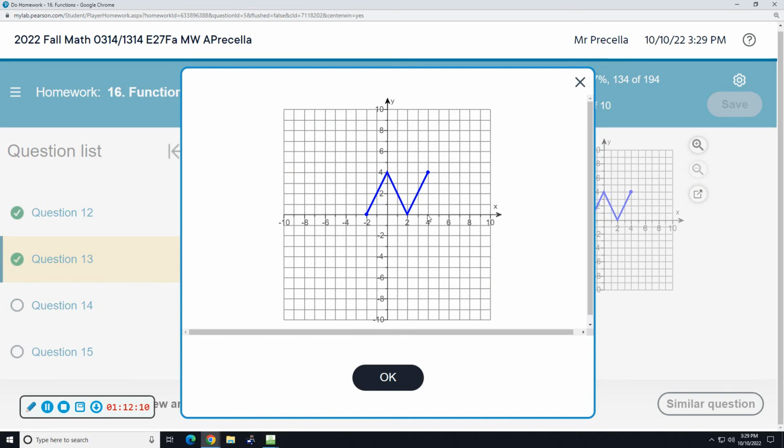Now, that would have been a good question, but they don't ask that. And what about the range on here? The y values are all between what two numbers? 0 and 4. I agree.